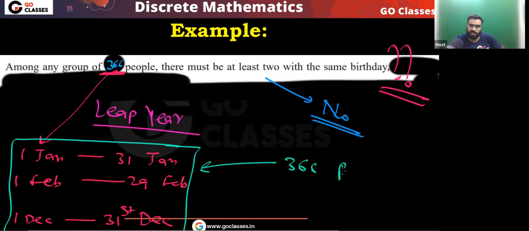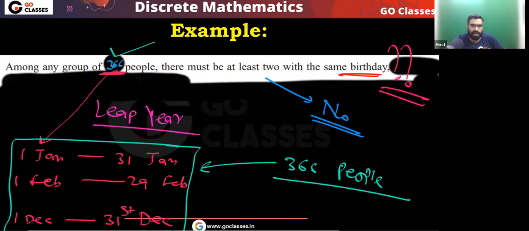These are the 366 people. I can give you, right? Agree with me? Is this point clear? If I give you 366 people, can you guarantee that at least two of them will have the same birthday? Means at least two of them will celebrate their birthday on the same day. This is the question. If I give you 366 people, is there a guarantee?